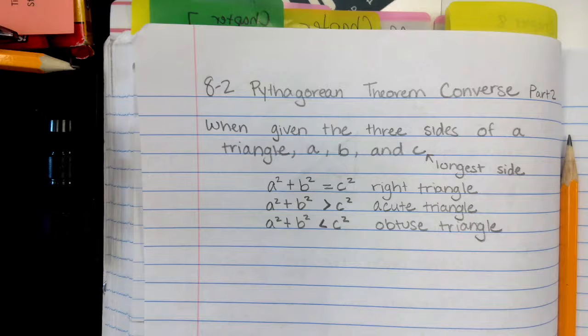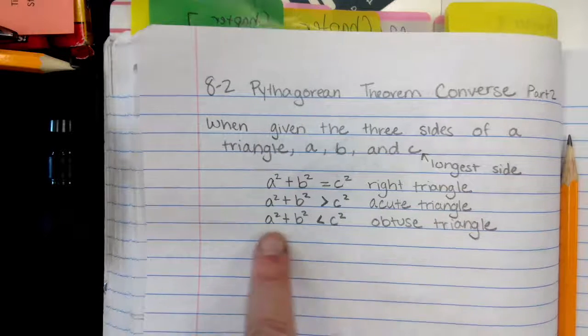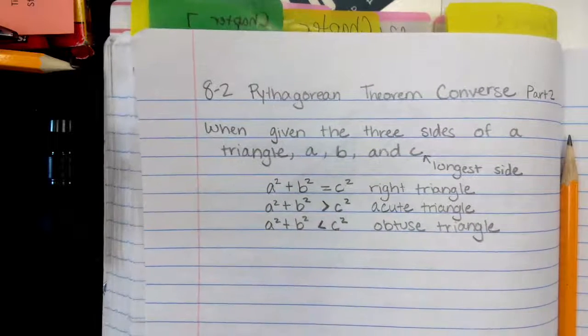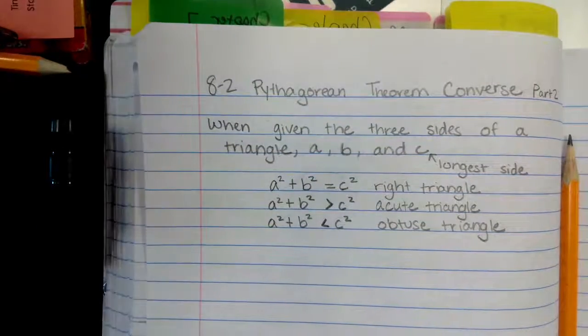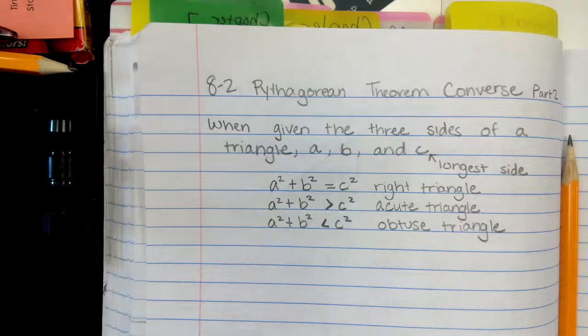Today with the converse, what that means is we're starting with the formula, and then we're saying what type of triangle it is. Yesterday, when we did the Pythagorean theorem, we started with the triangle. Then we used the theorem to find a missing link. All right, so here we go with example 1.